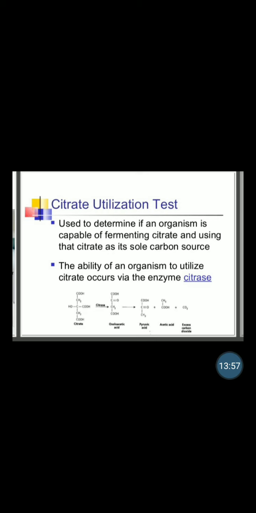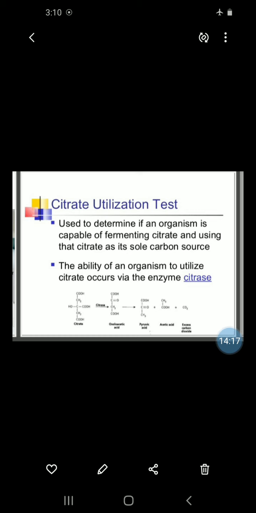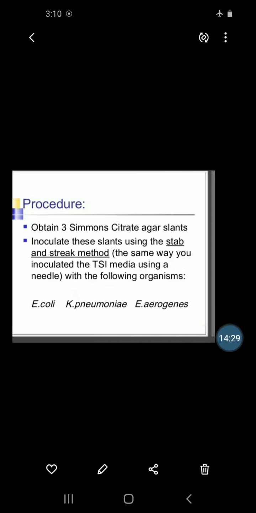The ability of the organism to utilize the citrate occurs via the enzyme citrase. Here we can see the reaction: citrate in the presence of citrase gives oxaloacetic acid, then pyruvic acid, acetic acid and excess carbon dioxide.